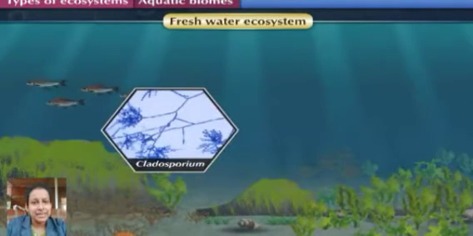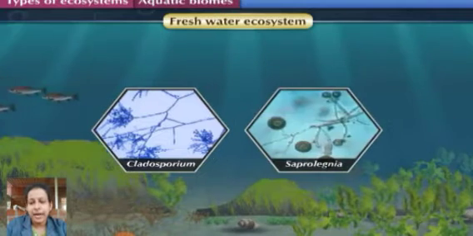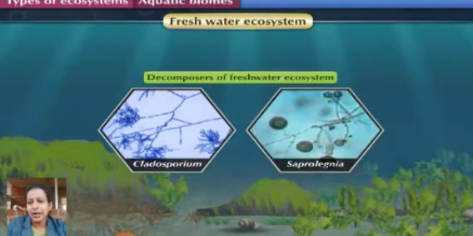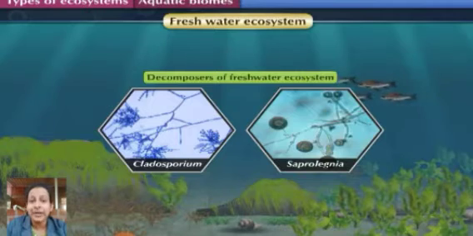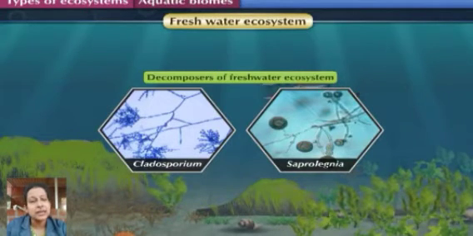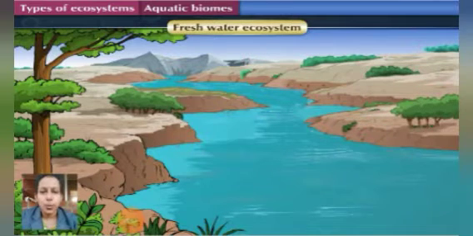Okay, so microbes like Cladosporium and Saprolegnia are found at the bottom of the water reservoirs. Okay, and these decompose the dead remains of the aquatic plants and animals and convert them into abiotic factors. Now we have learnt about the freshwater ecosystem.